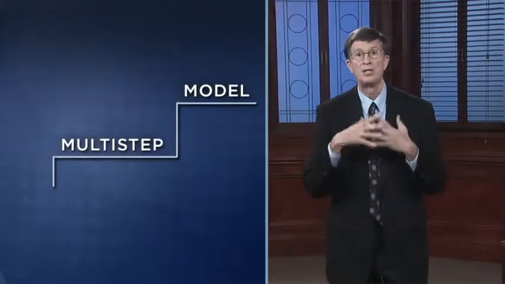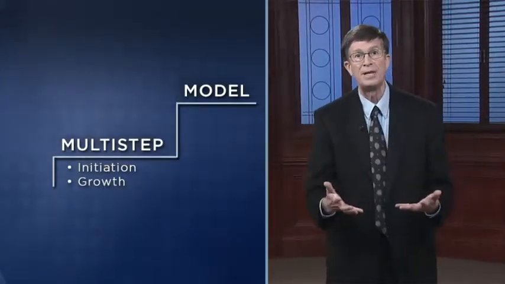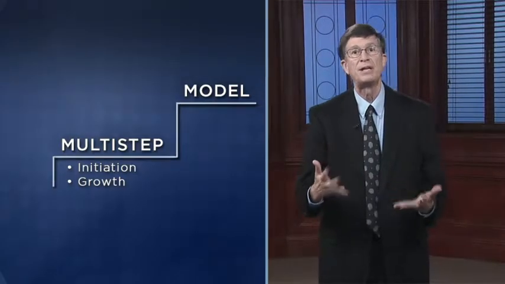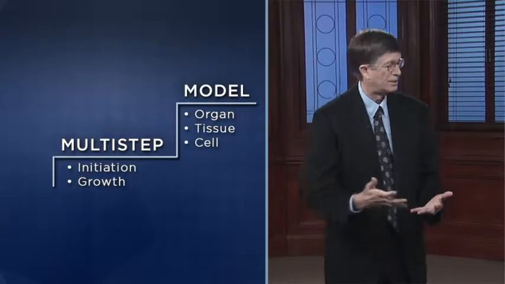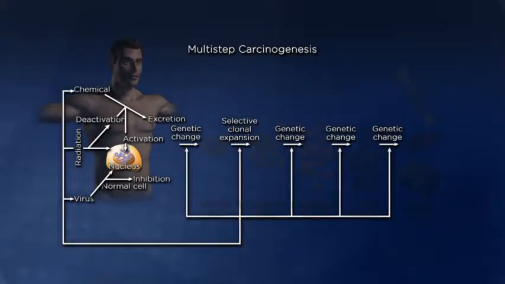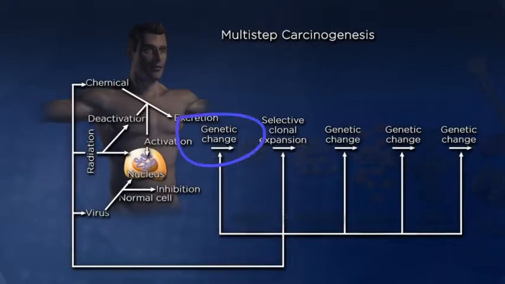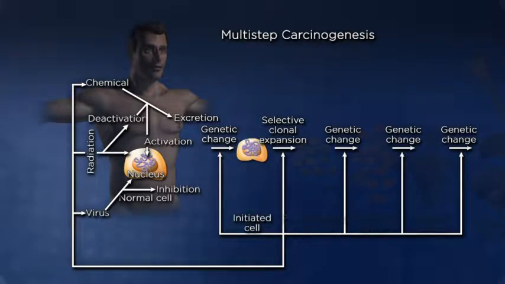So first, cancer developing as a series of events. You'll recall a multi-step model. The multi-step model describes the initiation and growth of cancer as a series of events at the organ, tissue, and cell levels. To reiterate, we start off with mutations happening from bringing new genes in, mutations due to chemicals, radiation, and we have an initiated cell.